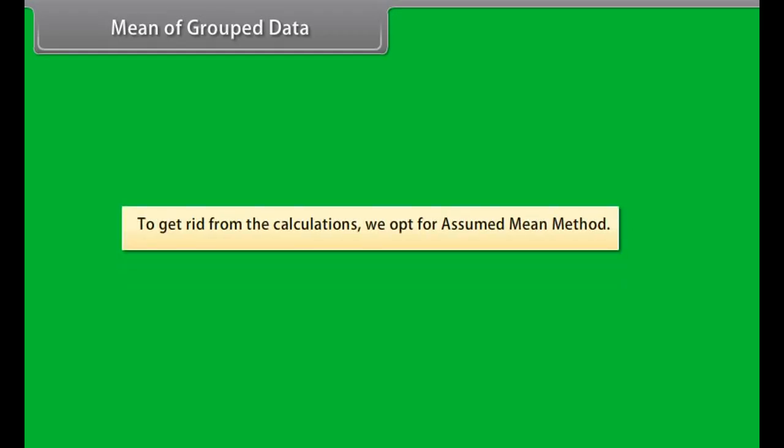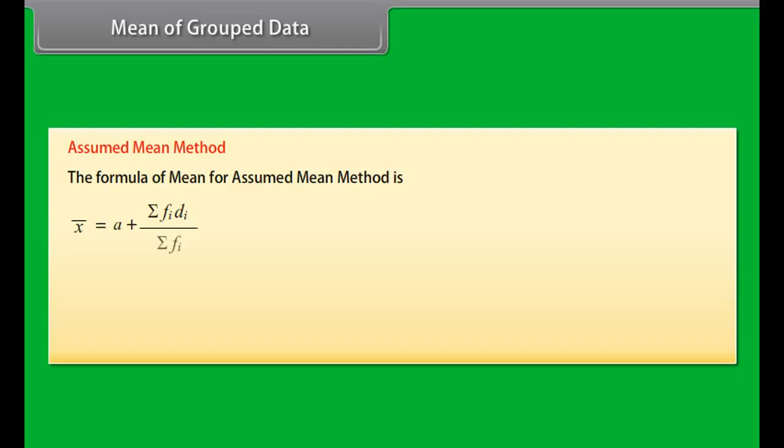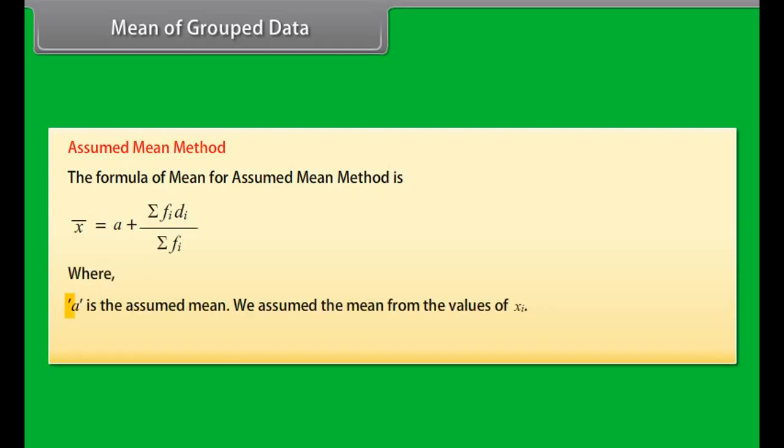Mean of grouped data. Sometimes the product of xi and fi becomes too large that this method becomes quite time consuming. To get rid of these calculations, we opt for the assumed mean method. Assumed mean method. The formula of mean for assumed mean method is a plus summation of the product of fi and di divided by summation of fi, where a is the assumed mean. We assume the mean from the values of xi. di is equal to xi minus a.